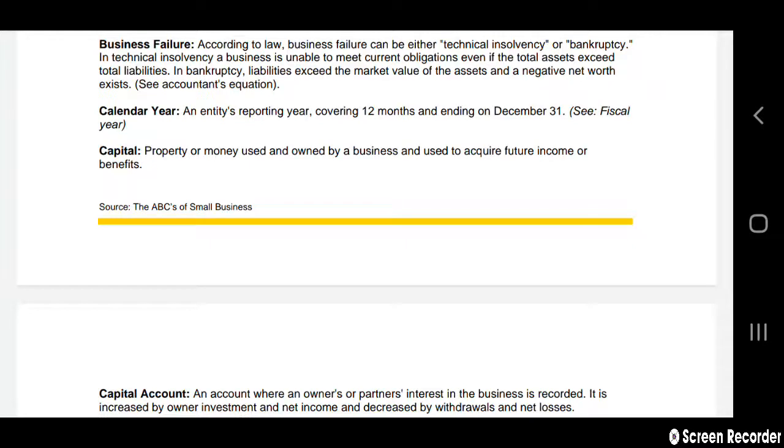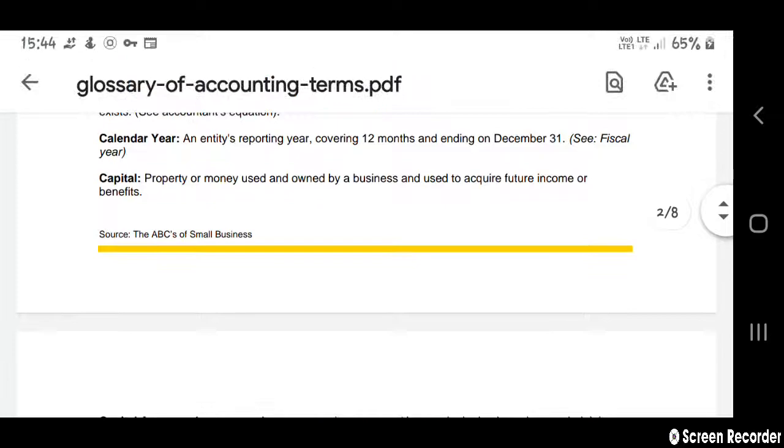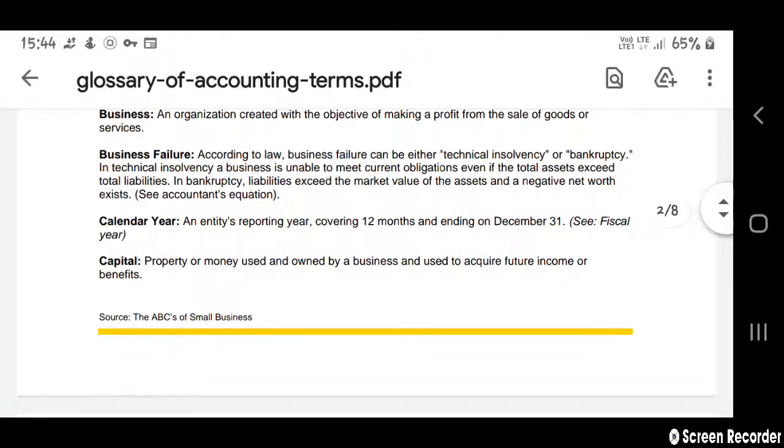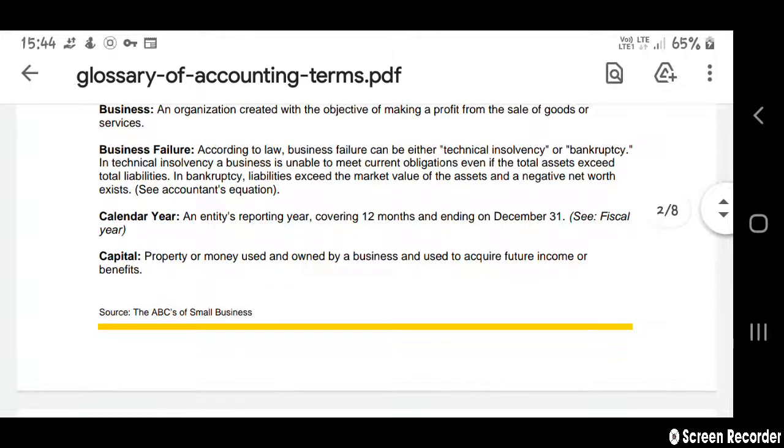Technical insolvency means a business is unable to meet its current obligations. If the company's total assets and expenditure have increased and its income is less, then it is called technical insolvency. And in bankruptcy, the liabilities of the company exceed the market value of its assets, and there is a negative net worth. Then it is called bankruptcy.